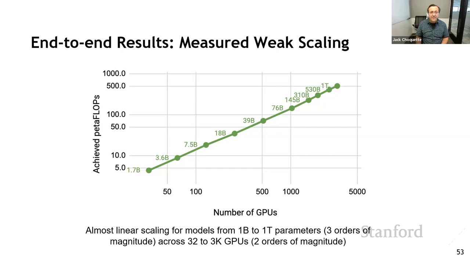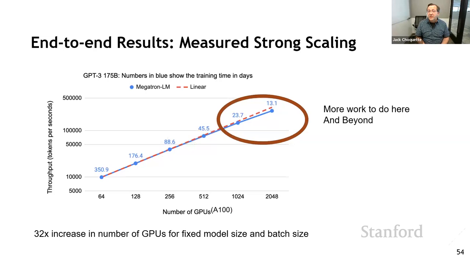It also strong scales very well, not just weak scales. It provides almost linear speedup for Megatron, going from 64 GPUs to 2048 GPUs. And we expect to push that even beyond 2048 as well.